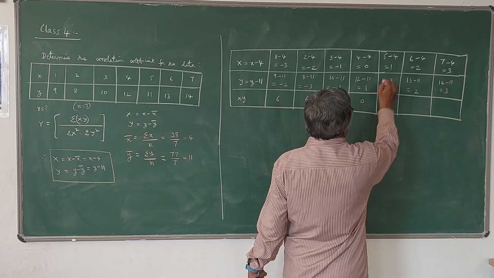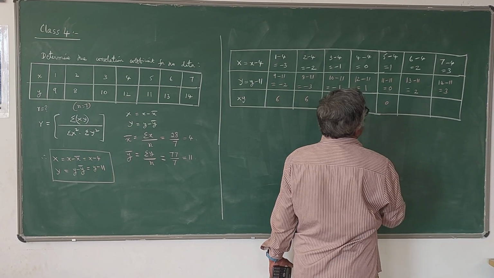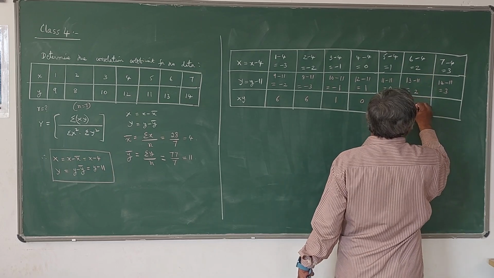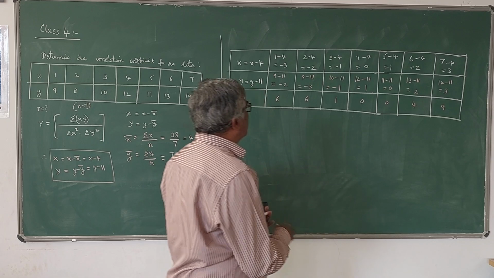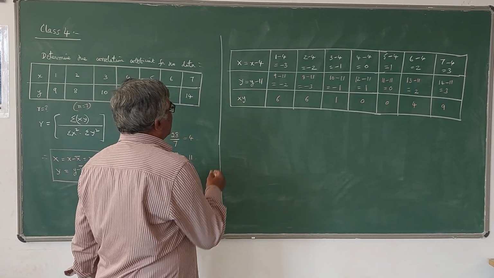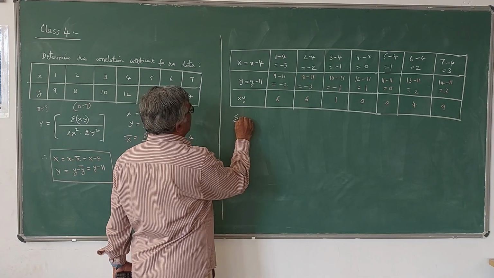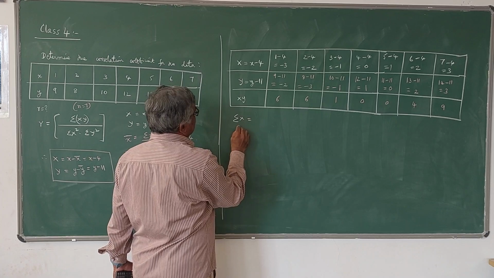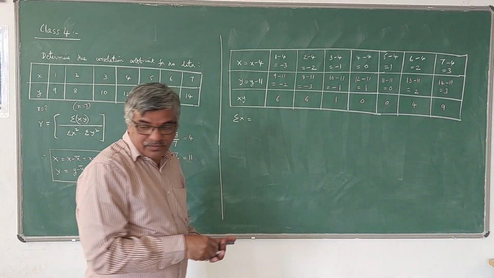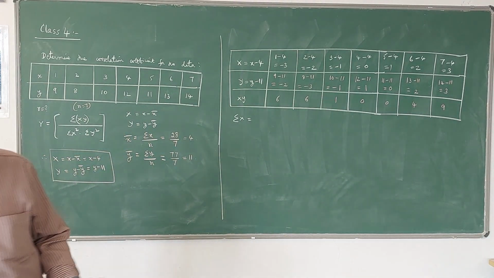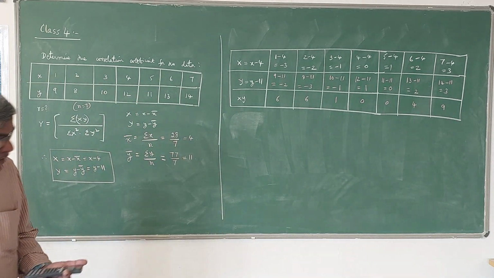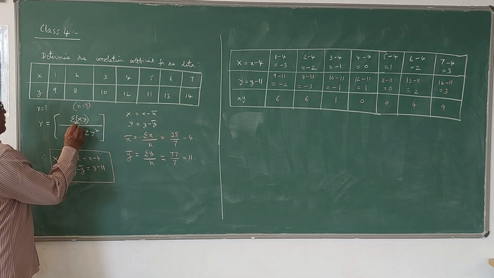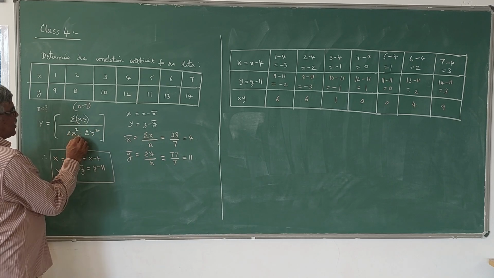This is 0. This is also 0. This is 2 into 2, 4. This is 3 into 3. So once you get these values, now we will calculate sigma capital X. We need x square. We don't want sigma capital X. In this formula, we need these three things: sigma xy, sigma x square, sigma y square.